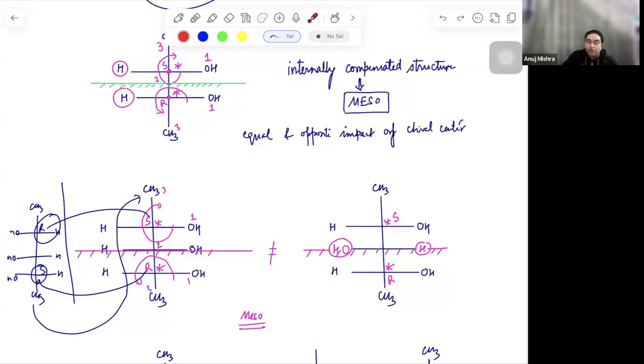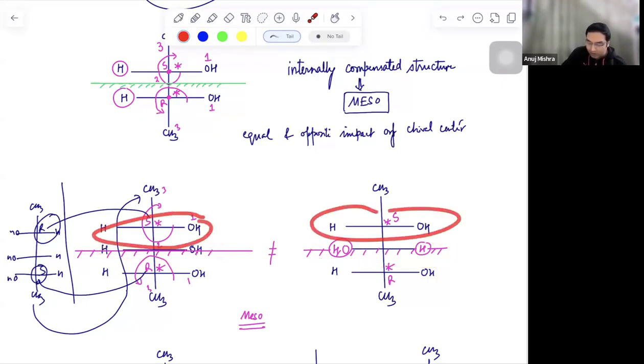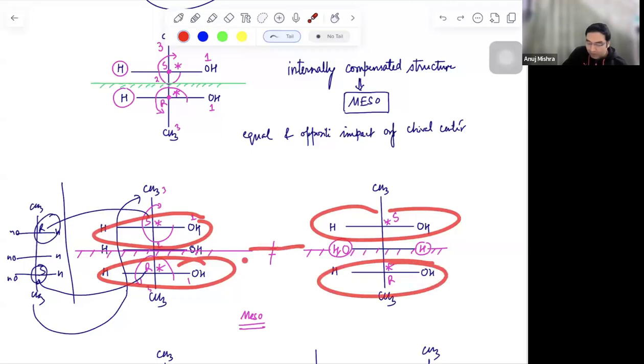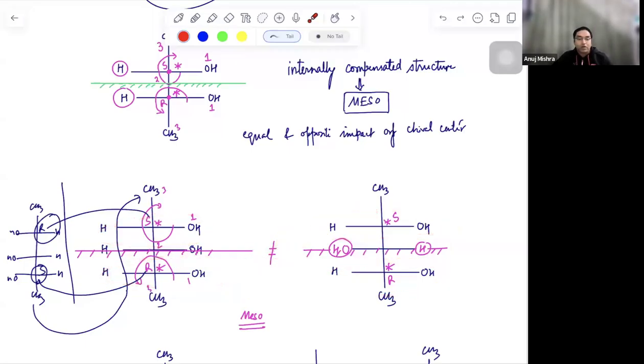Okay. So this is meso. This is a different type of structure, right? Not the same structure. Be careful. OH H, H OH. It's not the same because in this case, H OH, H OH are the same, but this middle one is not the same. So they are different structures altogether. Can I call them different mesos? Yes. Okay.